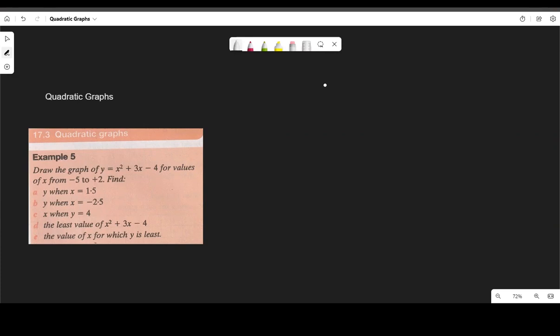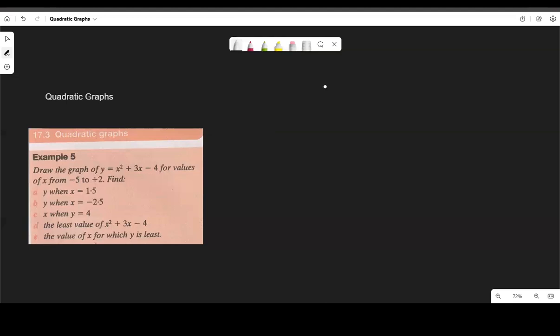Find y when x is equal to 1.5, y when x is equal to -2.5, and x when y is equal to 4. Then the least value of x squared plus 3x minus 4, and the value of x for which y is the least.